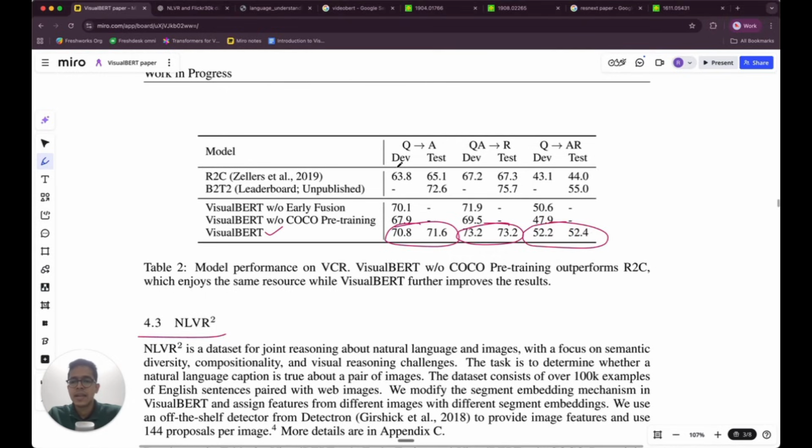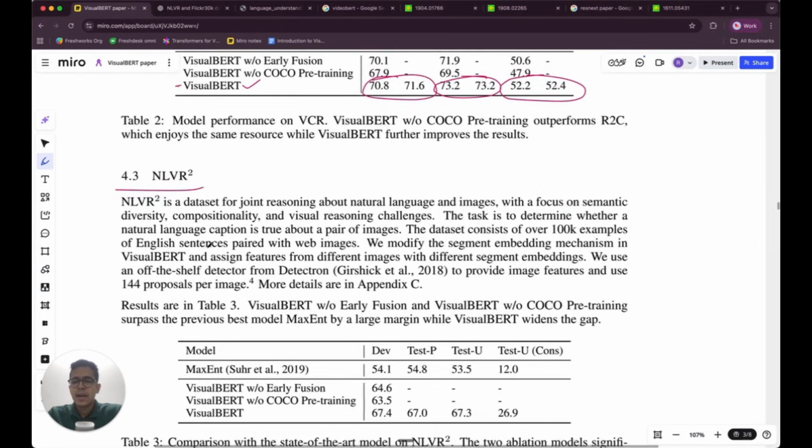So that makes sense. And I guess here they are trying to compare with comparable models, and the performance of VisualBERT is better. So this is VisualBERT with pre-training on BERT, pre-training on COCO, pre-training on the specific dataset we are looking at here, and then later, if needed, fine-tuning. Okay, so that is it. Now NLVR.